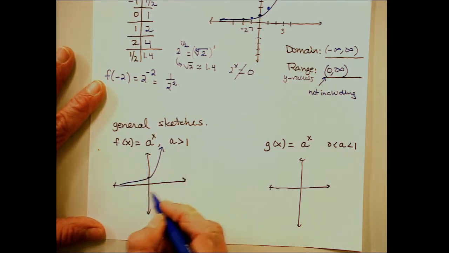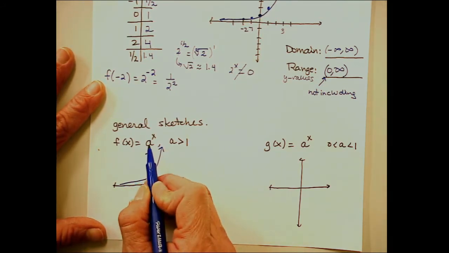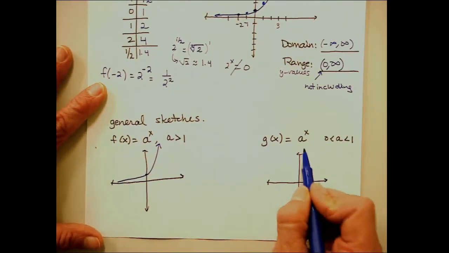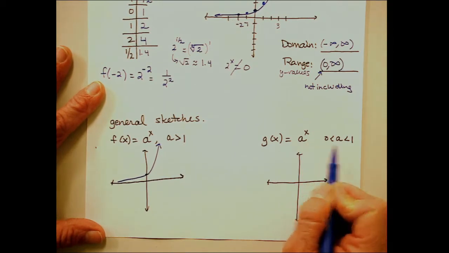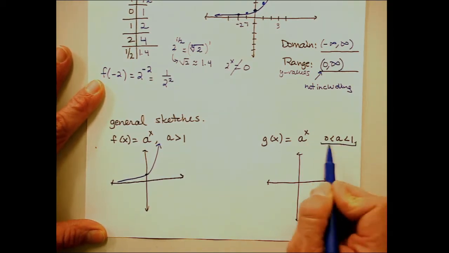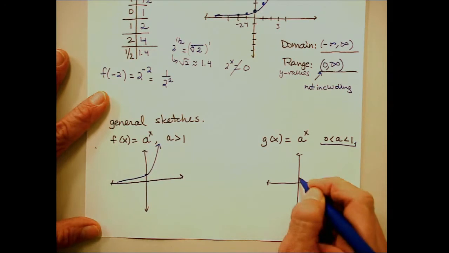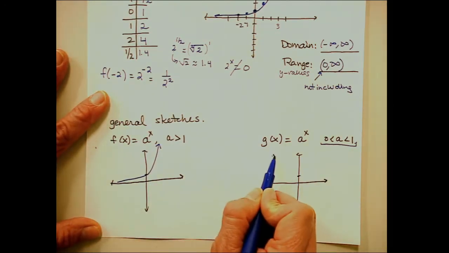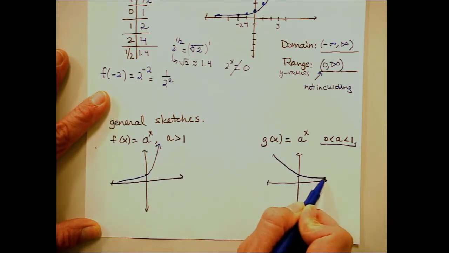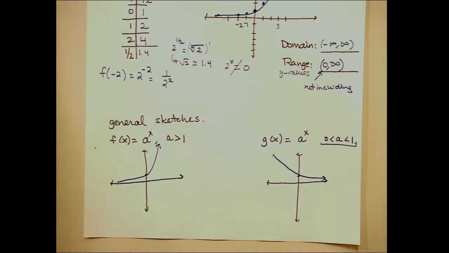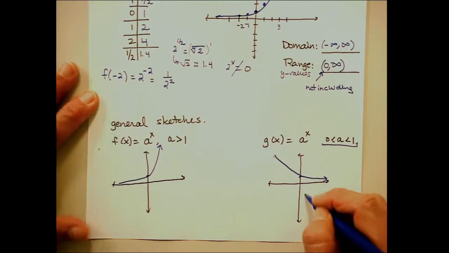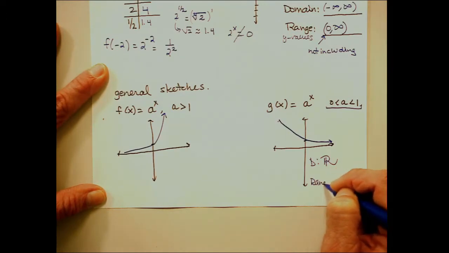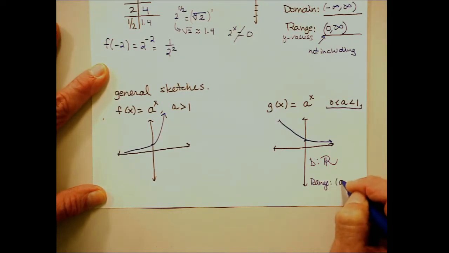And the bigger a is, right? So the bigger the base, the steeper your graph is going to be. Now, if I have g of x equals a to the x, but this time I restrict a to being a fraction, some value between 0 and 1, then it's the same graph we just had, just reflected over the y-axis. So it starts high and gets small. The domain and range are still the same: all real numbers for my domain, and my range is from 0 to infinity.